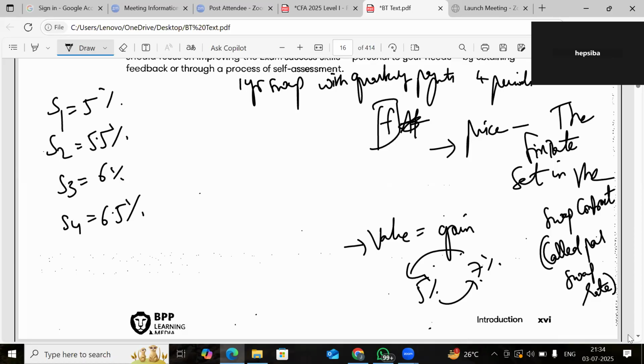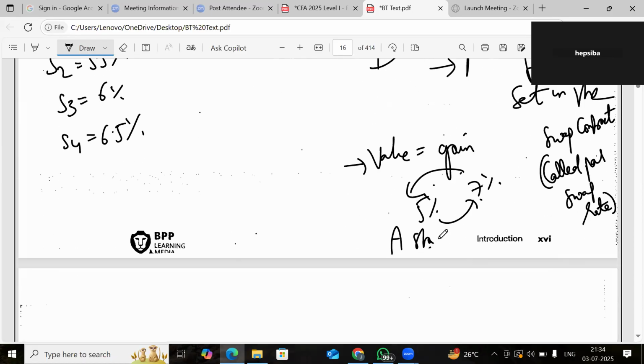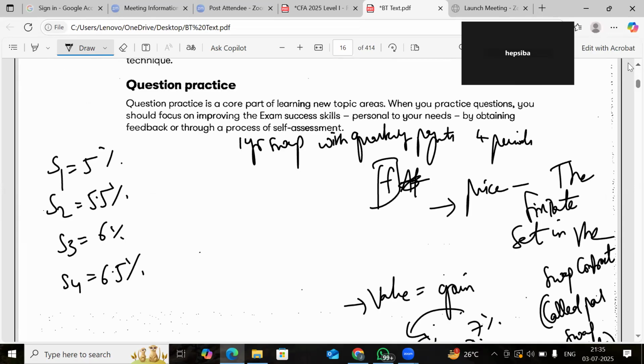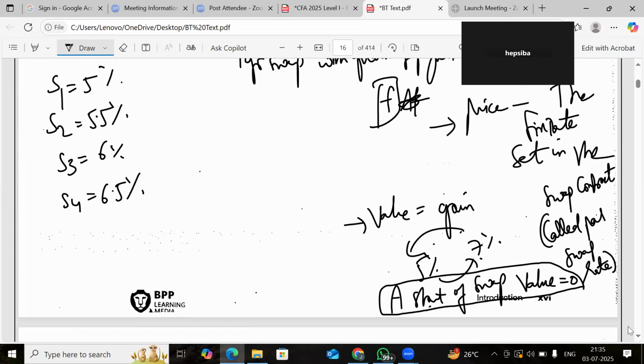At the start of the swap, value is always 0. They ask MCQs in this format: what is the value of the swap at the beginning of the period or at initiation? In later periods, as interest rates change, the swap creates value for you. Either you gain or you lose. The formula we have written above was the formula for calculating the par swap rate or no-arbitrage rate.